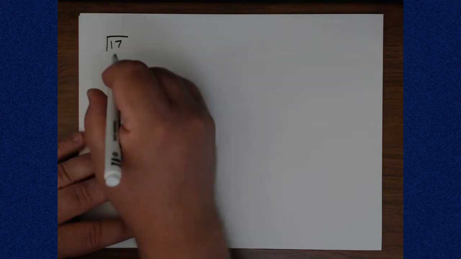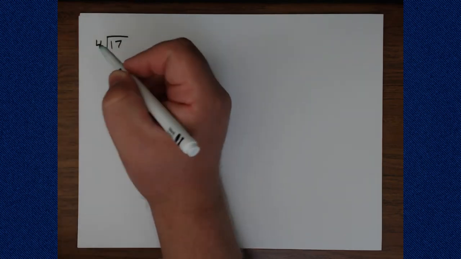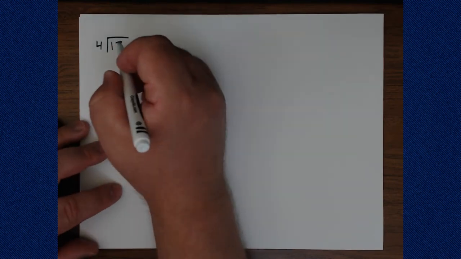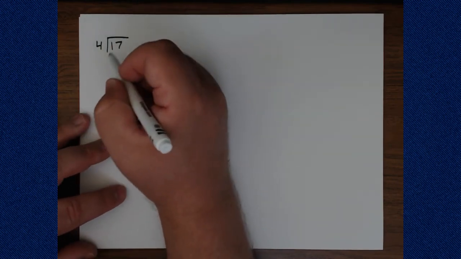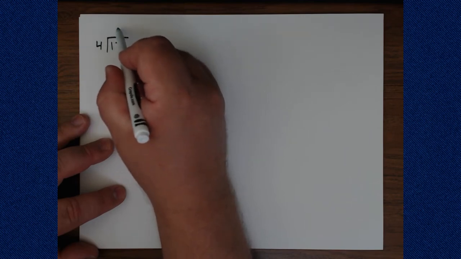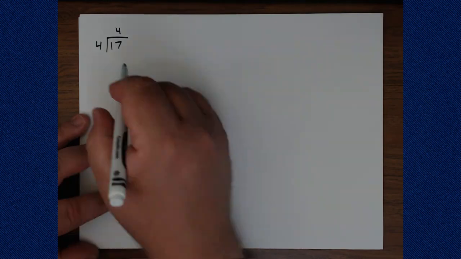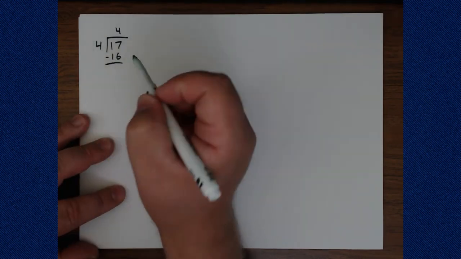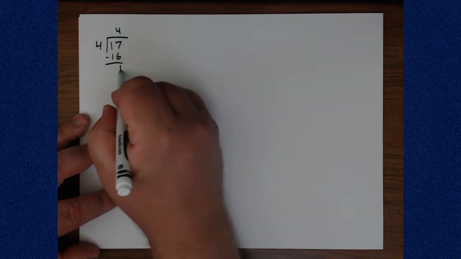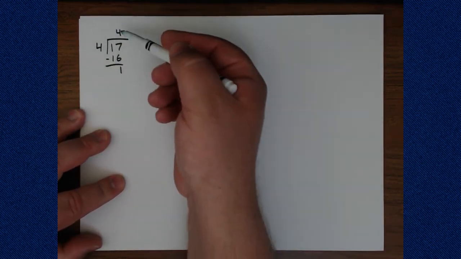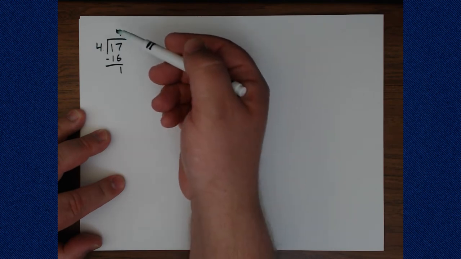17 by 4. All right, 4 doesn't divide 17 evenly, so we should get some fractional portion here, or some real portion. So 4 goes into 17 four times, and that's going to give us a partial here of 16 that we'll subtract away and have 1 remaining.